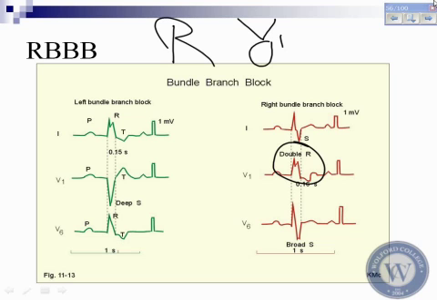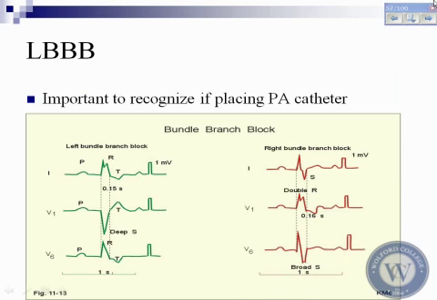So a right bundle branch block is actually the benign one of these two. You do not have to worry about a PA catheter knocking something out. On the other hand, the left bundle branch block does. And you've got to recognize it before you put in a PA catheter.